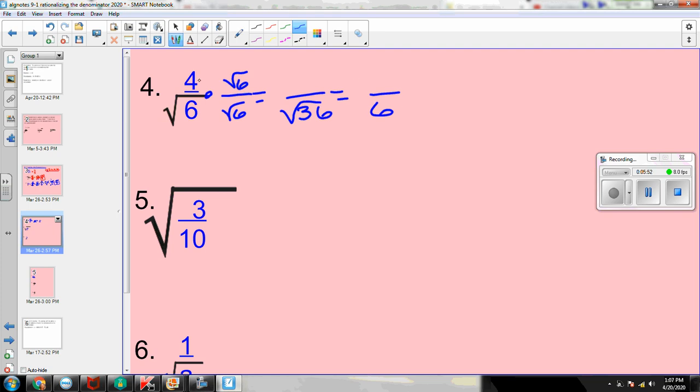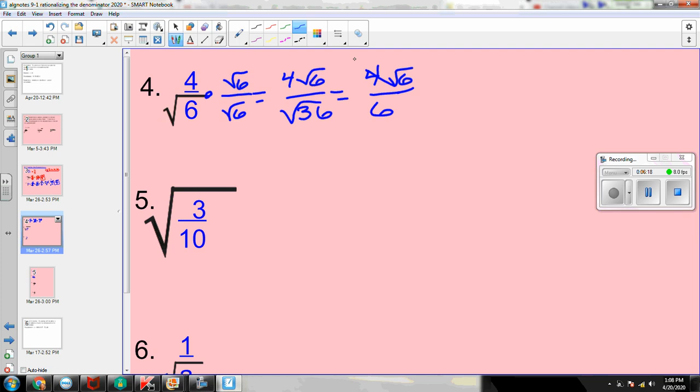In the numerator, I cannot take the 4 times the square root of 6 because 4 is not under a radical and 6 is. So really what I have is 4 radical 6. So I have 4 radical 6 over 6. Could I simplify this further? Yes, I could. I could cancel the 4 and the 6 because 2 goes into both of those.